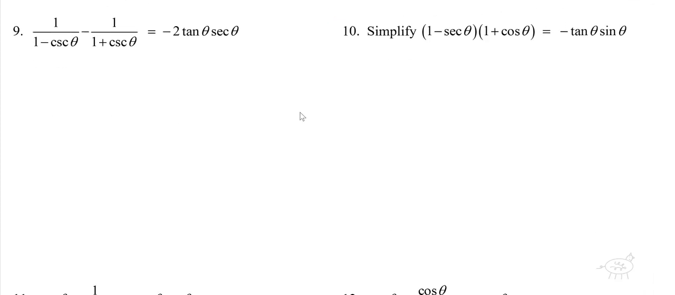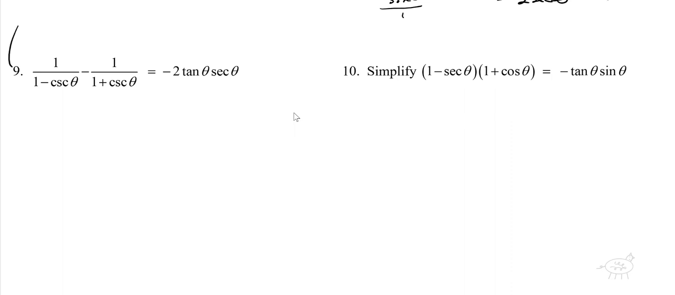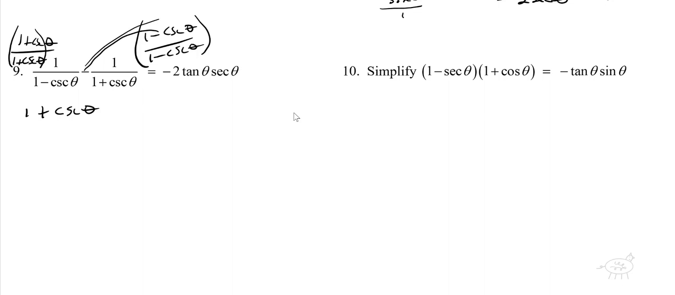All right, so number 9. Okay, again, they get a little challenging. So number 9, the deal is, I want to get a common denominator, okay? I want to be able to put those two together. So this is going to be a little messy, but I'm going to multiply. Here, I'm going to leave a little bit more room here. I'm going to multiply this guy by 1 plus cosecant of theta over 1 plus cosecant of theta, and this one by 1 minus cosecant of theta over 1 minus cosecant of theta. Okay? So if I do that, the top gives me 1 plus cosecant of theta, and then make sure you distribute the negative, that's important. So minus 1 plus cosecant of theta, okay?